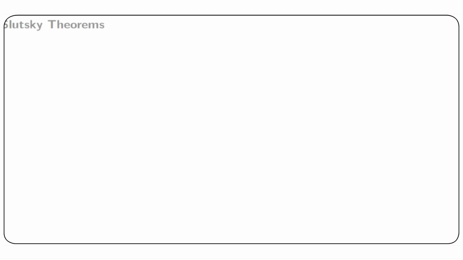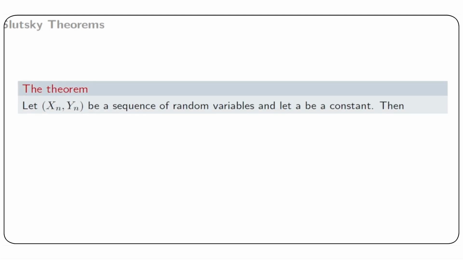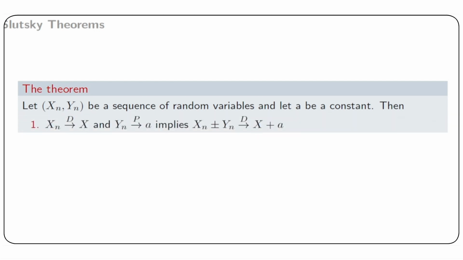Let Xn, Yn be a sequence of random variables, and let a be a constant. Then if Xn converges in distribution to X and Yn converges in probability to a, then we have Xn plus or minus Yn converging to X plus or minus a in distribution. This is the first one for the Slutsky theorem.